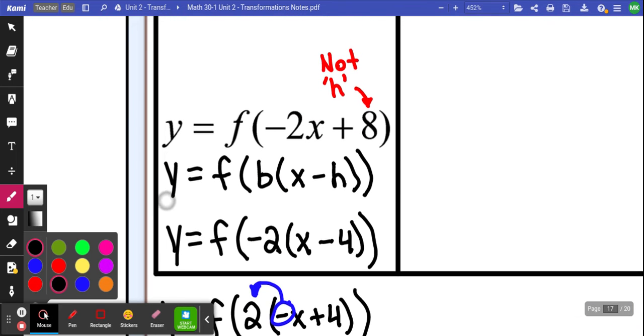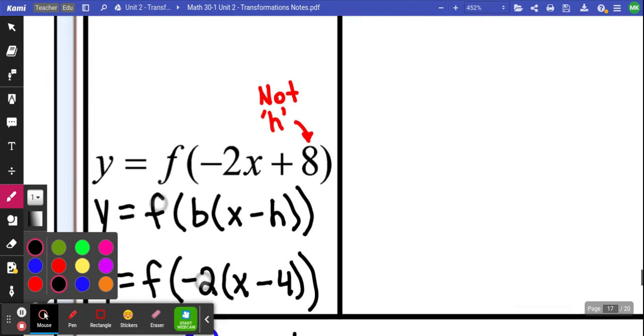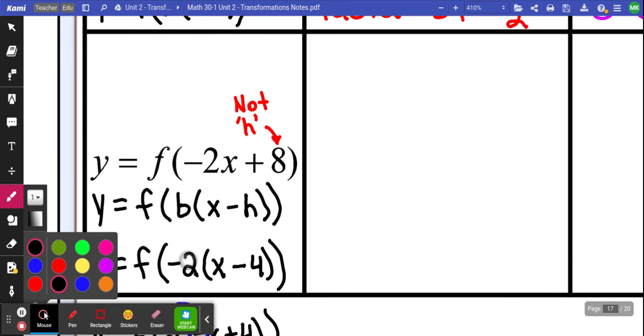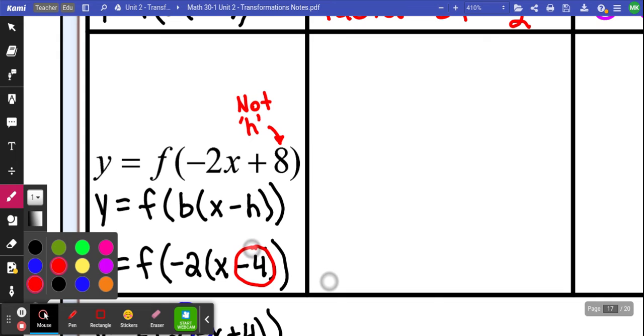Cool. So now I actually do know my h value. My h value comes from there. My h value equals +4. All right, because it's the opposite of what it looks. That means that we went 4 units right.